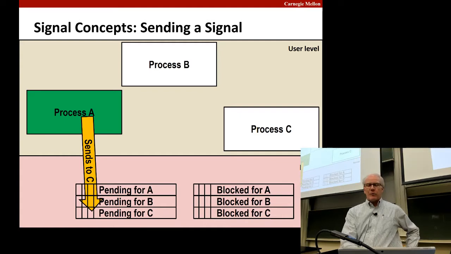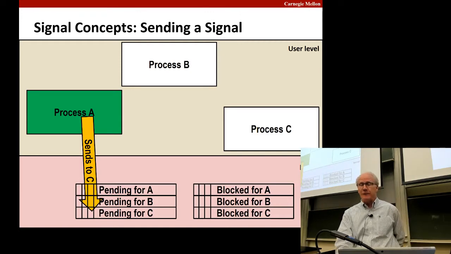And this model, by the way, of thinking of it as 1-bit flags turns out to be important. Because if, say, processes A and B send the same signal to C before it gets handled by C, it won't queue them up. It won't say, oh, you've got 2 signals pending. It just says you have a signal pending. So that's one of the weird things that has implications from a programming perspective of signals.